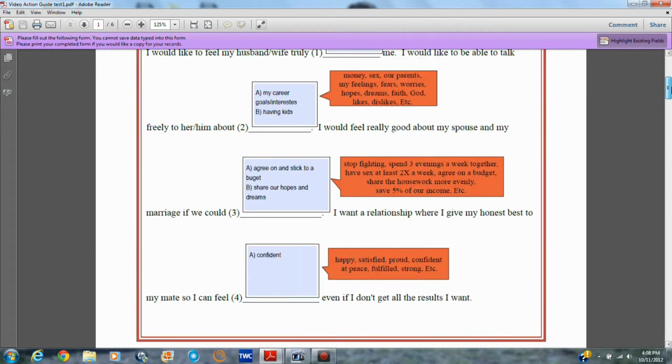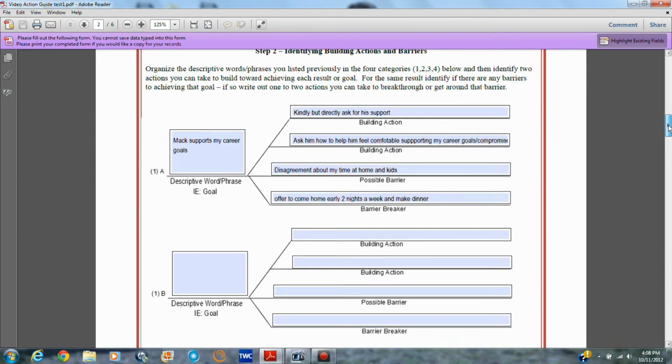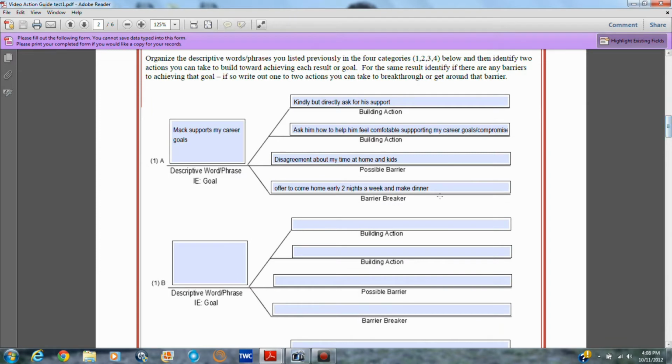Okay, so what we're going to do is take the answers into each one of these blanks and go down here and plug them in so we can identify the specific actions we can take. And so we're going to use the answer from blank number 1. Since she only had 1 response, we're going to use this box A. If she had 2, we'd use B. And if she had 3, we'd use C, which is down there. So this is her goal. She wants Mac to be able to support her career goals and interests. So what are 2 actions she can take to build towards that goal? She can kindly but directly ask for his support.